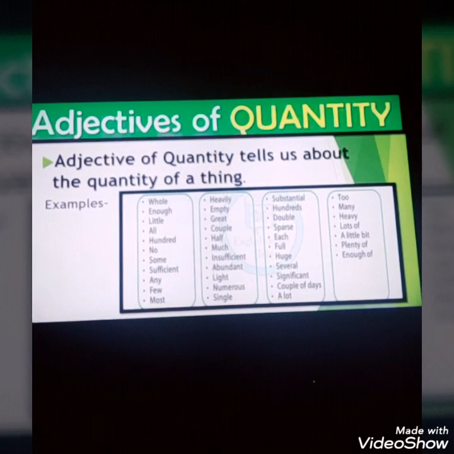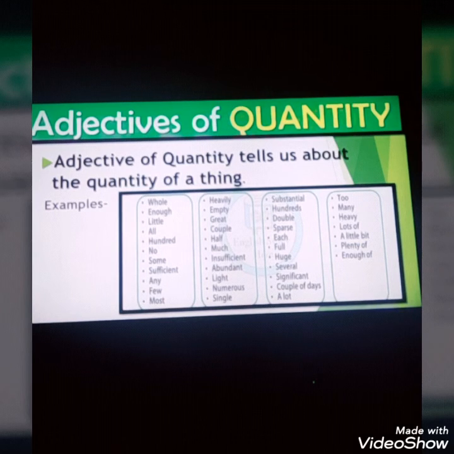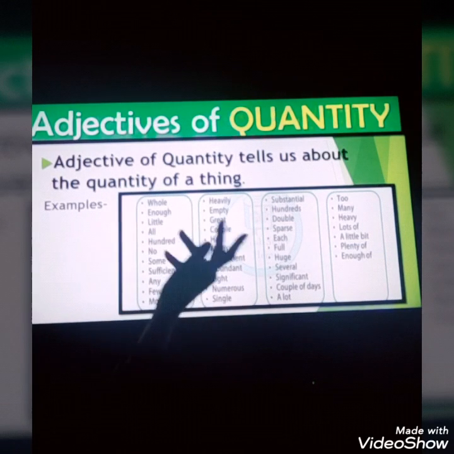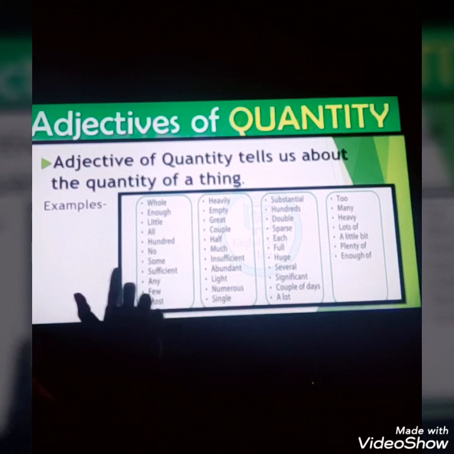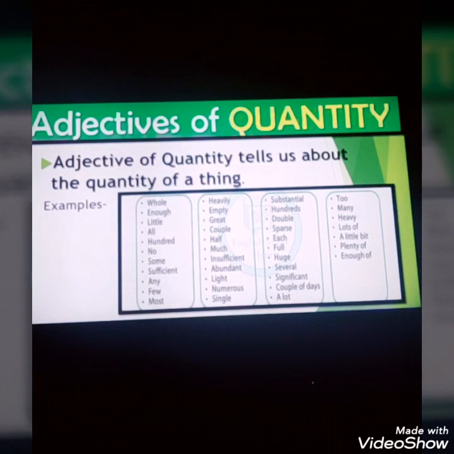Adjective of quantity answers the question how much. It tells us about the quantity of a thing. The teacher gave me some homework for Sunday. The word some is the adjective of quantity, as some tells us about the quantity of homework. How much homework have we got? We have got some homework. So some is our adjective of quantity.